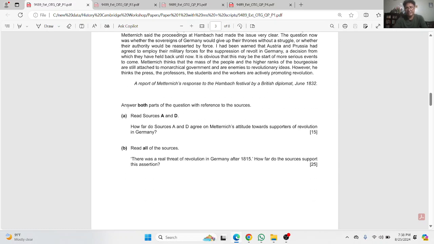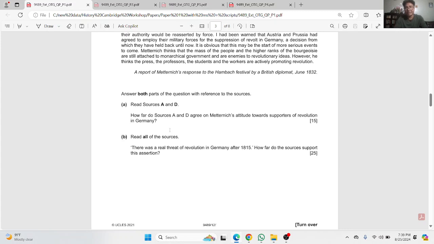Now below these sources you are given one question, and this question has two parts, A and B, as you can see. Part A states, read sources A and D. How far do sources A and D agree on Metternich's attitude towards supporters of a revolution in Germany? So this question is about the comparison between two sources. You have to highlight the similarities and the differences, and you have to rely largely on the information given in these sources, but at the same time also rely on the contextual factors or the knowledge that you have studied from the Cambridge endorsed books.